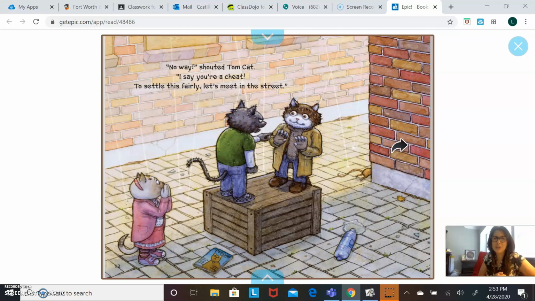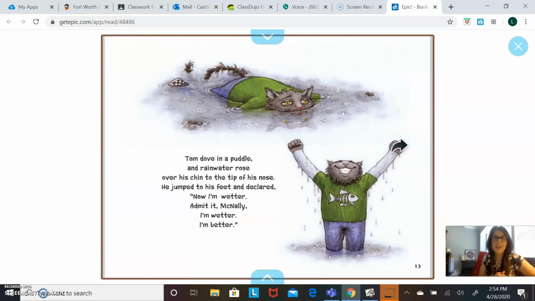What do you notice about cheat, meet, street? You're right, they all rhyme. Tom dove in a puddle, and rainwater rose over his chin to the tip of his nose. He jumped to his feet and declared, "Now I'm wetter. Admit it, McNally, I'm wetter. I'm better."